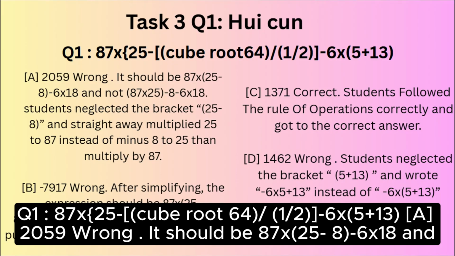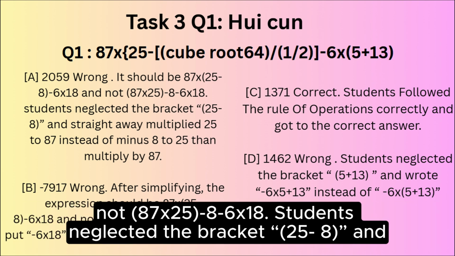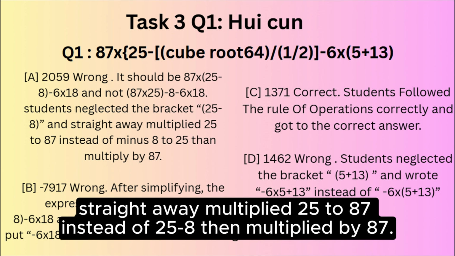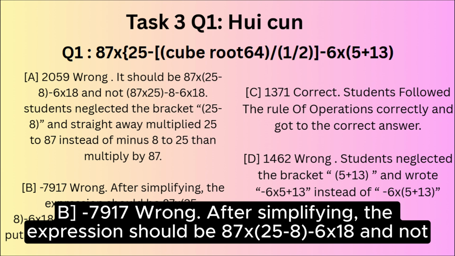Question 1. 87 times bracket 25 minus bracket cube root 64 divided by half minus 6 times bracket 5 plus 13. Option A, 2059. Wrong. It should be 87 times bracket 25 minus A bracket minus 6 times 18 and not 87 times 25 minus 8 minus 6 times 18. Students neglected the bracket 25 minus A and straight away multiplied 25 to 87 instead of minus 8 to 25, then multiplying by 87.